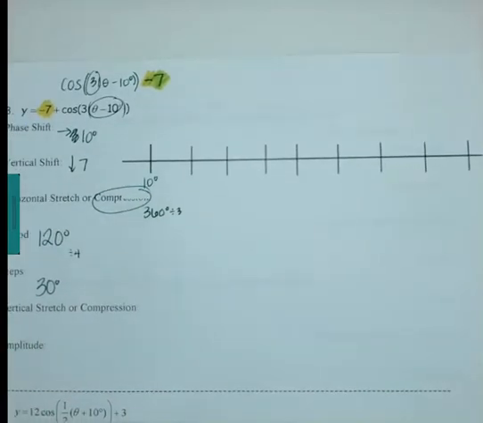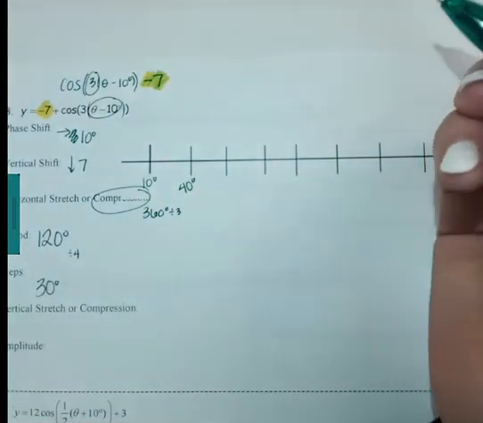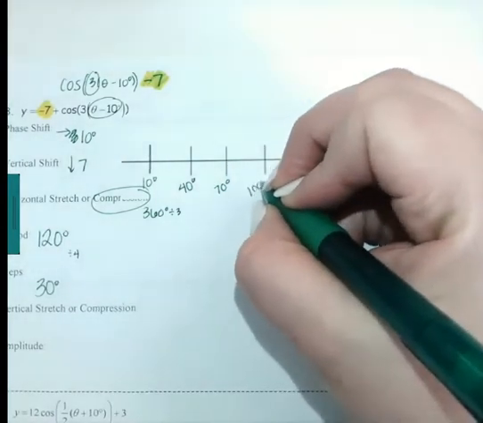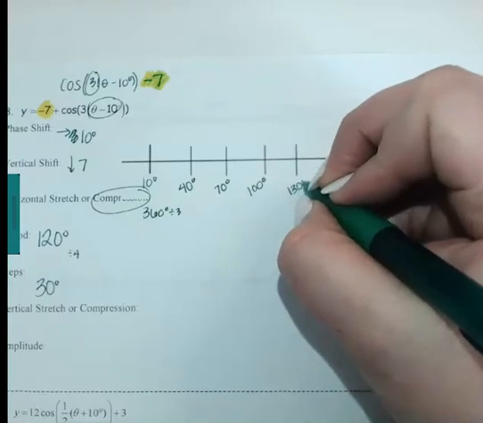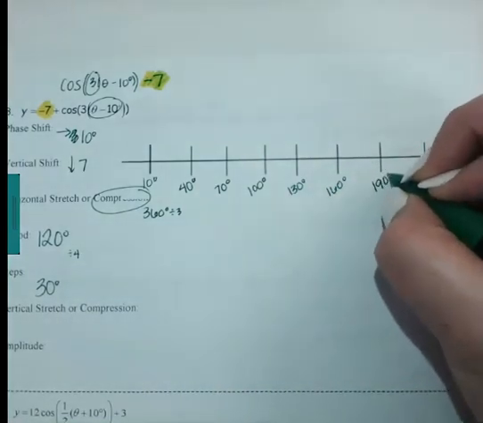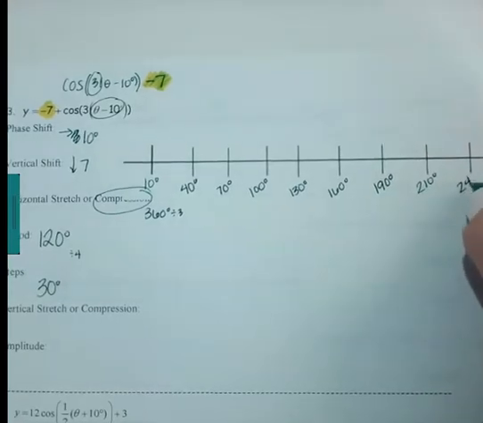So if my first one is 10 degrees and I add 30, what do I get? 40. Then I add 30 again, what do I get? Then I add 30 again. Then 130, 160, 190, 210, and 240.